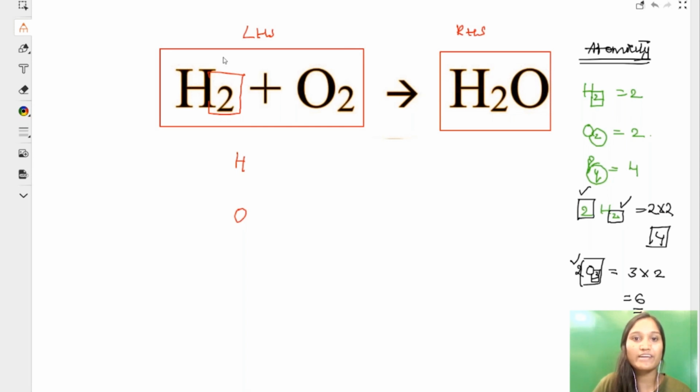Yeah, that's great. Now let's get ahead and see how many atoms of hydrogen and oxygen do we have. How many hydrogens? 2. And how many oxygens? 2. One more thing, what if there is no number? If there is no number, ignore it. Don't worry about it.